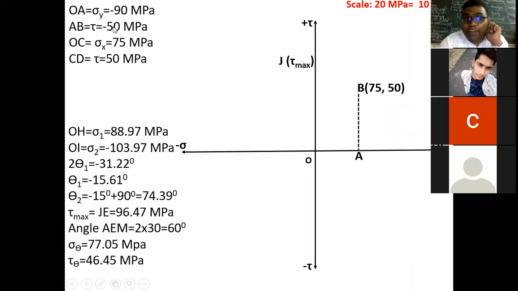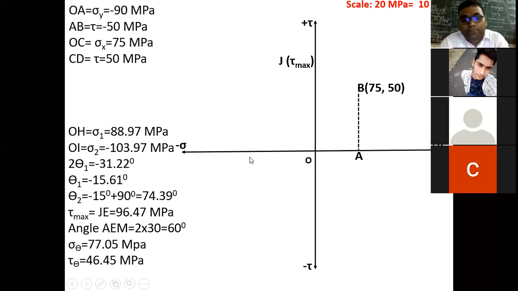Now you take the value of sigma y. You take that sigma y value from here and measure it. You just divide by 20 to 90. How much is it? 4.5. Okay, 4.5 this way, and mark C here, and again the corresponding value of tau for this sigma y is minus. Now it comes downward of 2.5 centimeter.